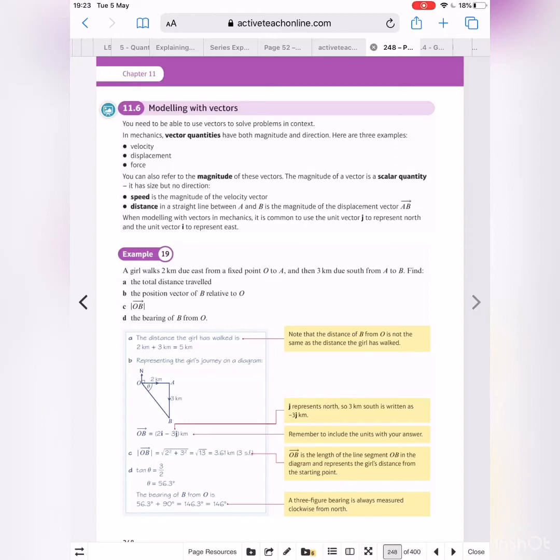Hopefully this will be a nice quick video, because there's only 2 examples for this unit, modelling with vectors. So let's look at example 19.